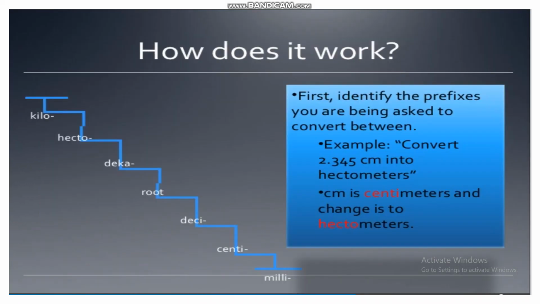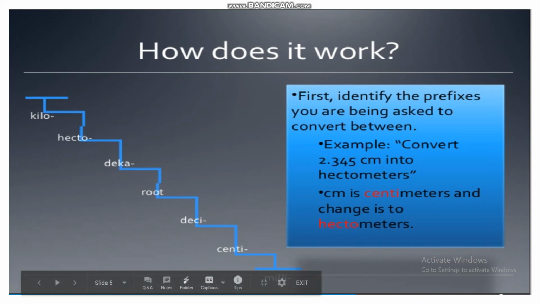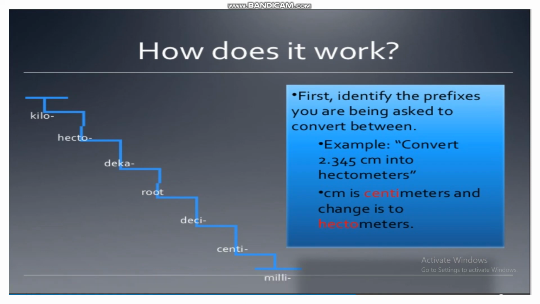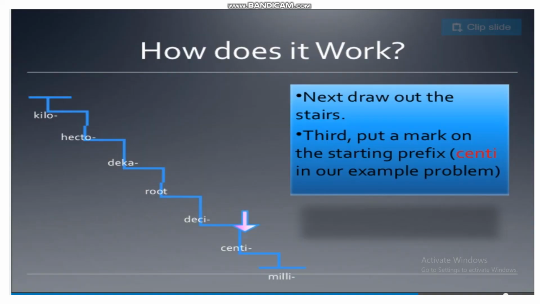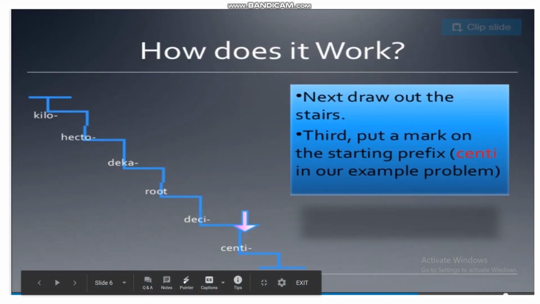Now, how does this work? As I said, we are moving up and down the ladder depending upon where we have to go. Like for example, we have to convert 2.345 centimeters into hectometers. तो हम देखते हैं कि हमें यहाँ से सेंटीमीटर से कन्वर्ट करके जाना है हेक्टोमीटर्स में. So, we have to make a mark. We have to just visualize this ladder, make a mark, and then count how many times we are going up. And as I told you, children, moving up the ladder we divide, moving down the ladder we multiply.